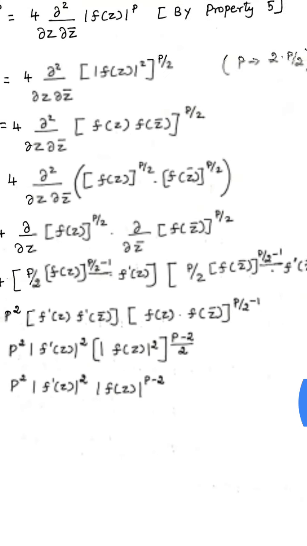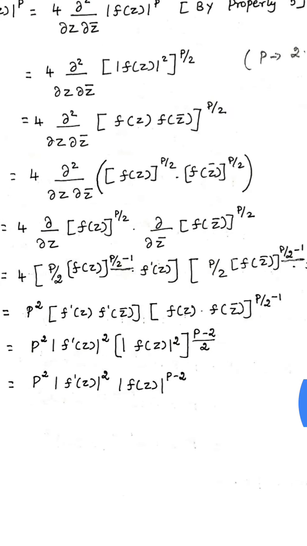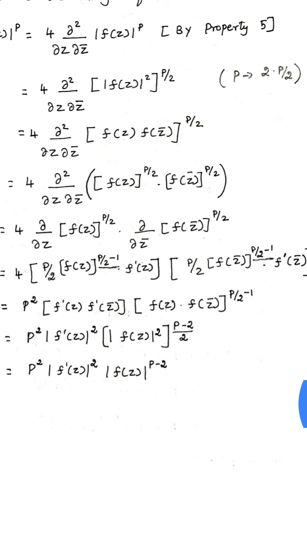Okay, then obviously the simplification comes here, that is p into p gives you p square. 2 into 2 gives you 4. So 4 and 4 will get cancelled, so I will get p square. Okay, then I am writing all the dash terms, that is f dash of z and f dash of z̄, as one term, and then f(z) into f(z̄) as another term. See, f(z) and f(z̄) both contain the same power, that is p by 2 minus 1. So that is the reason I am writing it as f(z) into f(z̄) the whole power p by 2 minus 1.